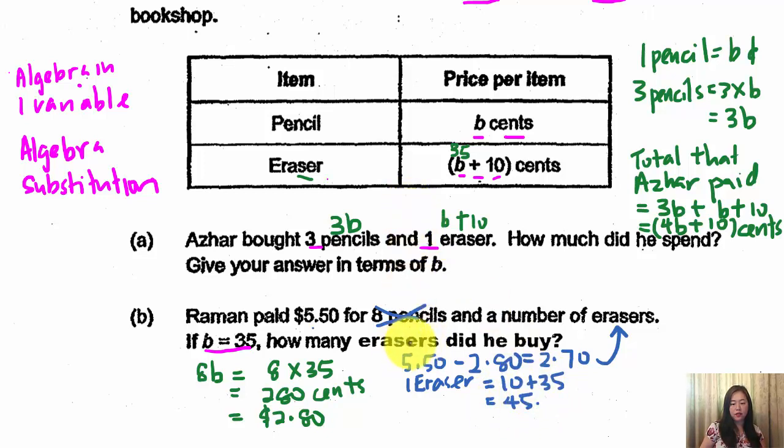So to find the number of erasers, it will be this amount of money divided by 45 cents. First, we have to change this to cents, where $1 is equivalent to 100 cents. So $2.70 is equivalent to 270 cents. So 270 divided by 45, we will get 6 erasers. So the answer for part B is 6 erasers.